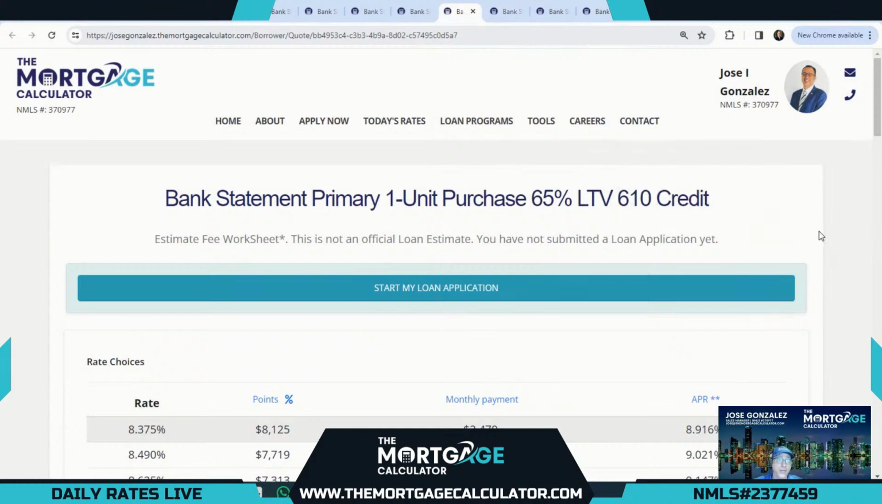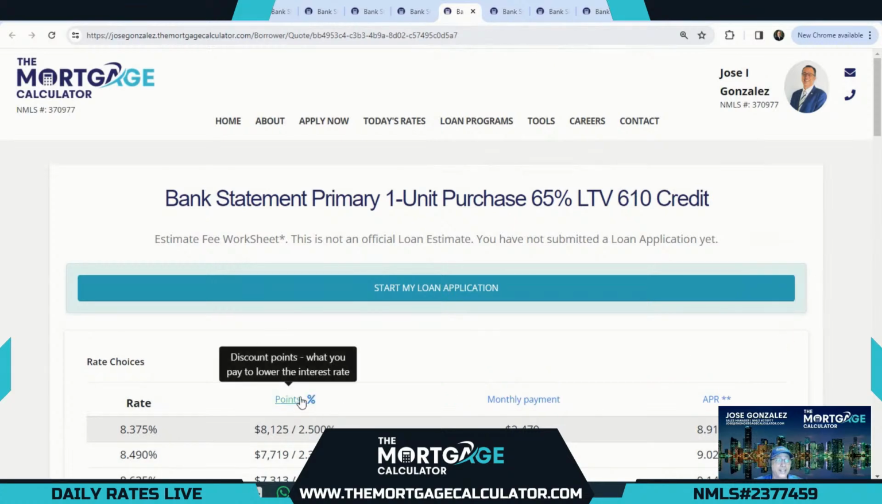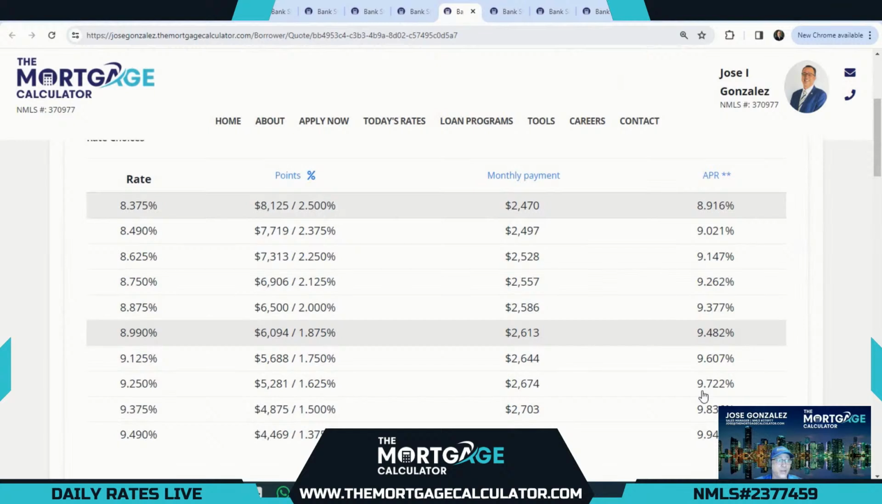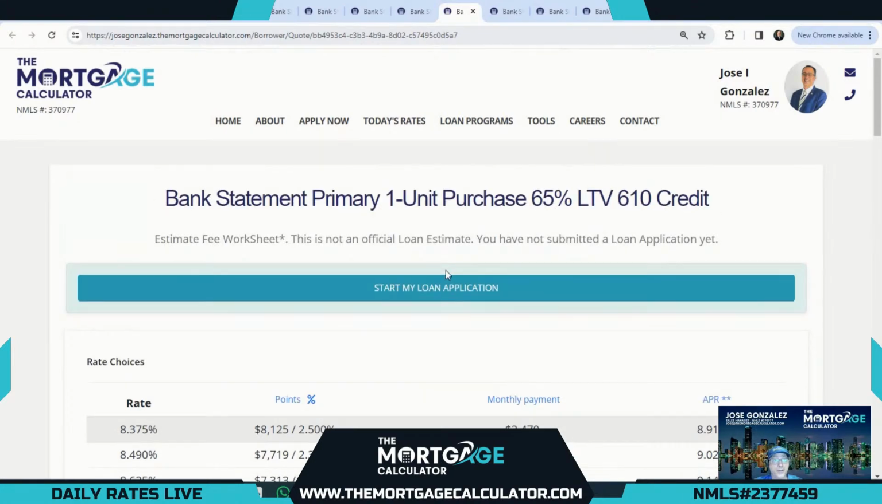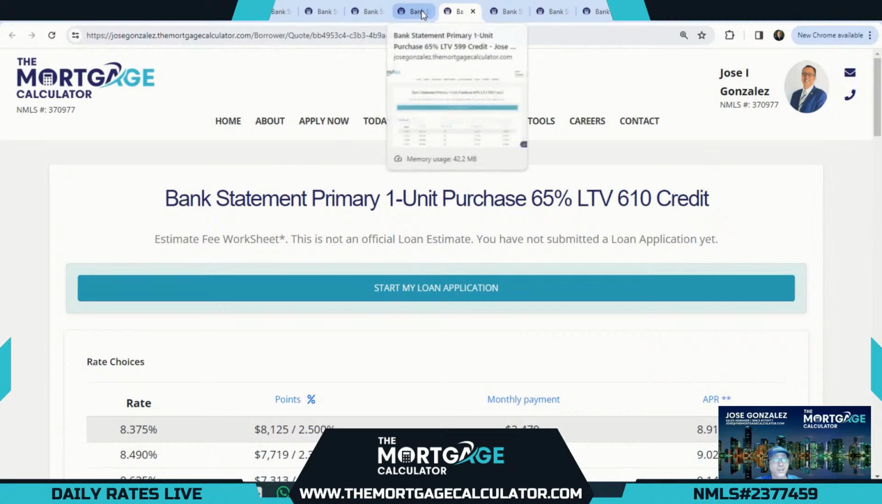Now, if you're between a 600, really it's going to be in a 619. Here we're at a 610 credit score. You can go up to a 65% LTV purchase at a 9.49%. Lowest cost option, 8.375 lowest rate option. Wow, those are very good rates for a 610 credit score.